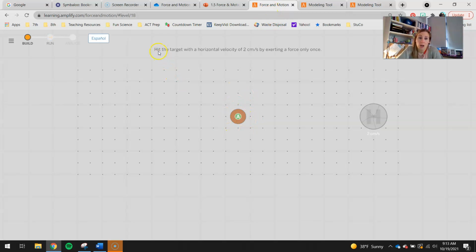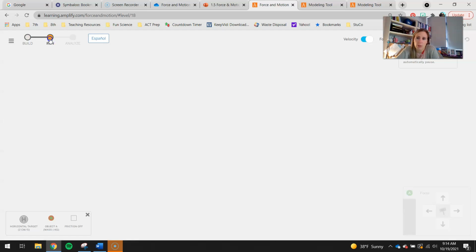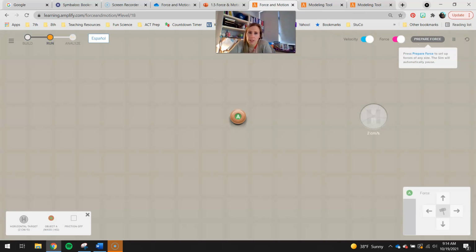Our goal then is to hit the target with a horizontal velocity of 2 centimeters per second. So we're not moving right now, but we need to hit this target going 2 centimeters per second. Notice it's a positive number, so that obviously means that we're moving to the right. Obviously the target is to the right, but that's not always going to be the case, and I'll let that be a hint for you guys. All right, so we're going to click run, and since it's not moving, it really doesn't matter when you hit prepare your force.